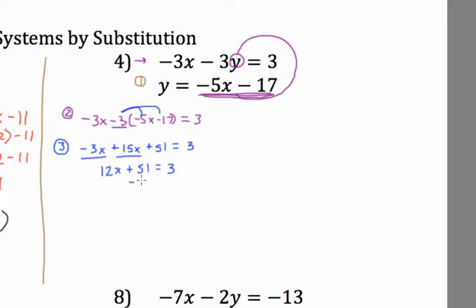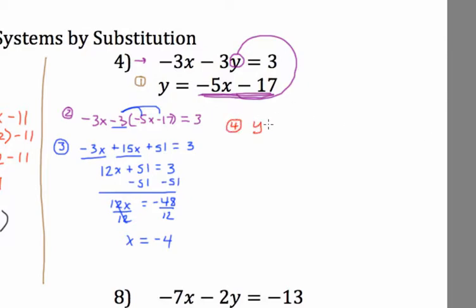And now undo what's been done to the x. Subtract 51 from both sides. Think money, you had $3, you lost 51, now you're 48 in the hole. Undo multiplying by 12, so divide by 12 on both sides. And you get x equals negative 4. We're half done. Step 4.